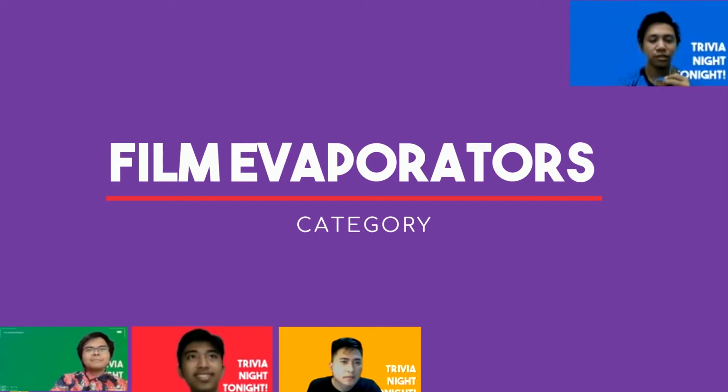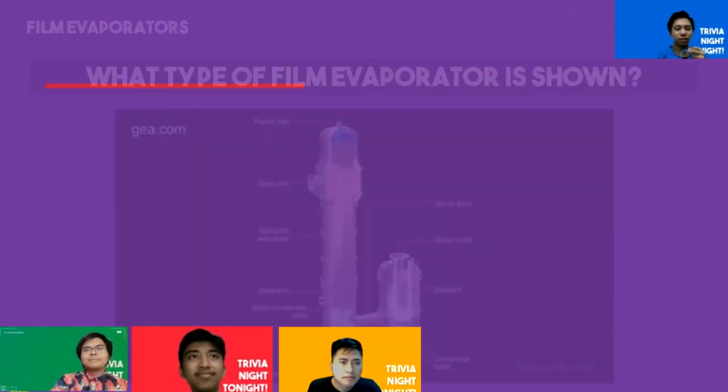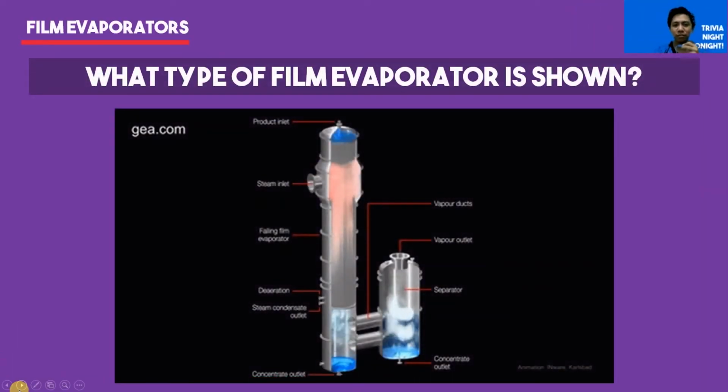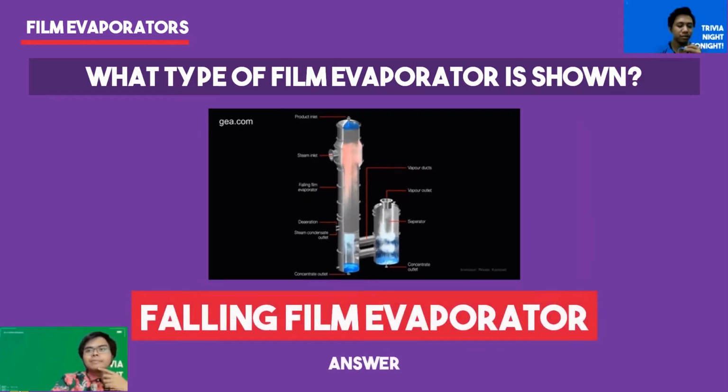Yes. For the first question, what type of film evaporator is shown below? Yes, Alfred. I believe this is a falling film evaporator. And the correct answer is falling film evaporator. For a bonus point, can you explain why?